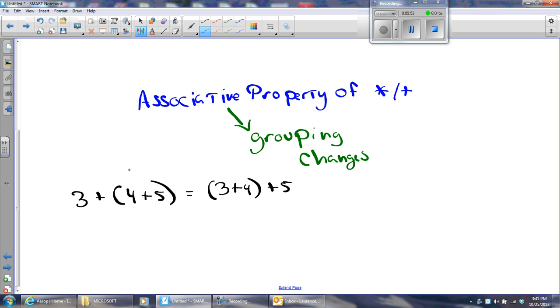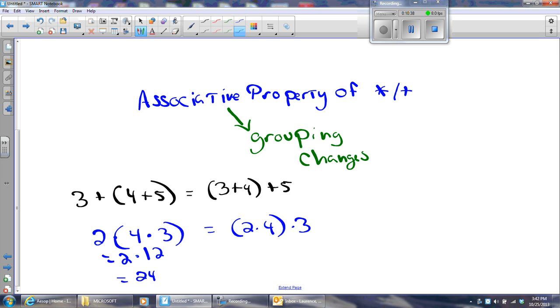Now, if you don't believe me they're the same, this would be 3 plus 9, following the order of operations, which is 12, right? Well, this would be 7 plus 5, following the order of operations, which is 12. So you see they are indeed the same problem. This is the associative property of addition. Of course, it applies the same way for multiplication. If I have 2 times the quantity of 4 times 3, that's the same as the quantity of 2 times 4 times 3. Well, let's use the order of operations. We can get 12 times 2, 24, right?